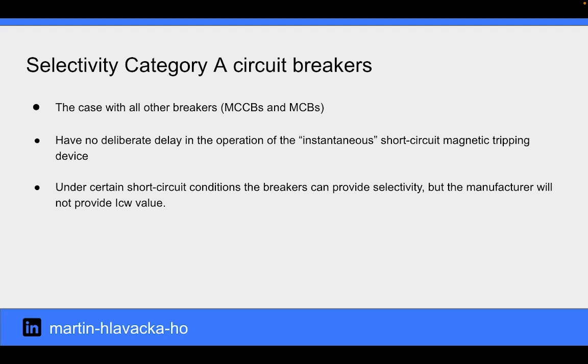The second selectivity category is A category. This is the case with all other breakers, MCCBs or MCBs. These breakers have no deliberate delay in the operation of instantaneous short-circuit magnetic tripping device. Under certain short-circuit conditions, the breakers can provide selectivity, but the manufacturer will not provide ICW value.